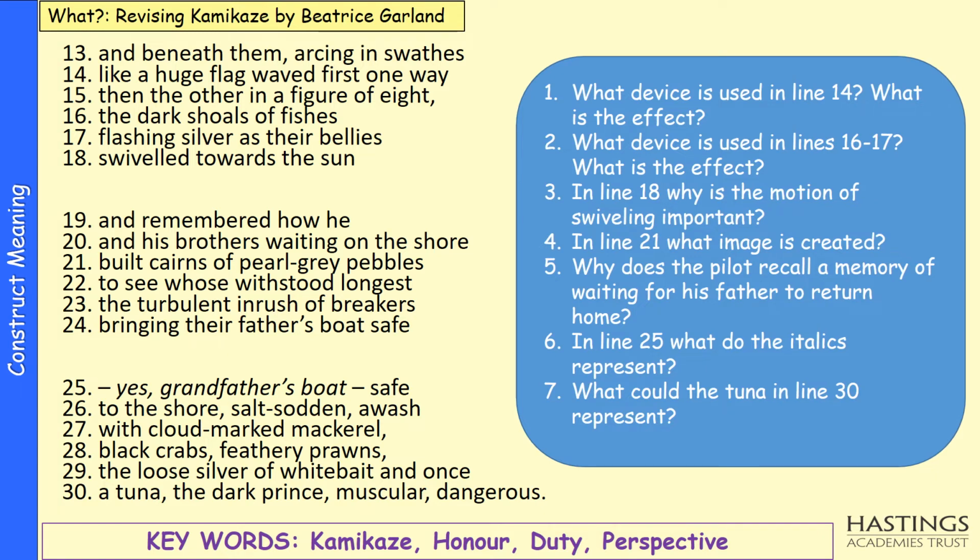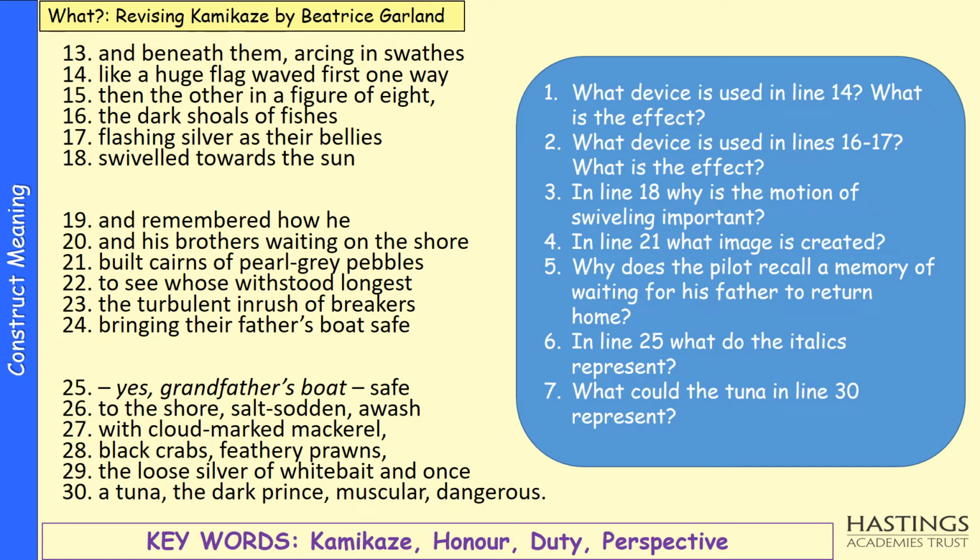Number 2, what devices are used in lines 16 to 17? What is the effect? So we've got dark shoals of fishes flashing silver as their bellies swiveled towards the sun. We have got a lot of S sounds in there, which is the device of sibilance. Okay, and this sibilance makes quite a smooth sound. It could be reflecting the natural movement of the fish. It makes it sound quite calming. Number 3, in line 18, why is the motion of swivelling important? It says looking down at these fish, it says they swiveled towards the sun. That verb there could possibly reflect the Kamikaze pilots, how their planes would swivel. Okay, so he's seeing some connection between the nature down below him and what he is intending to do.